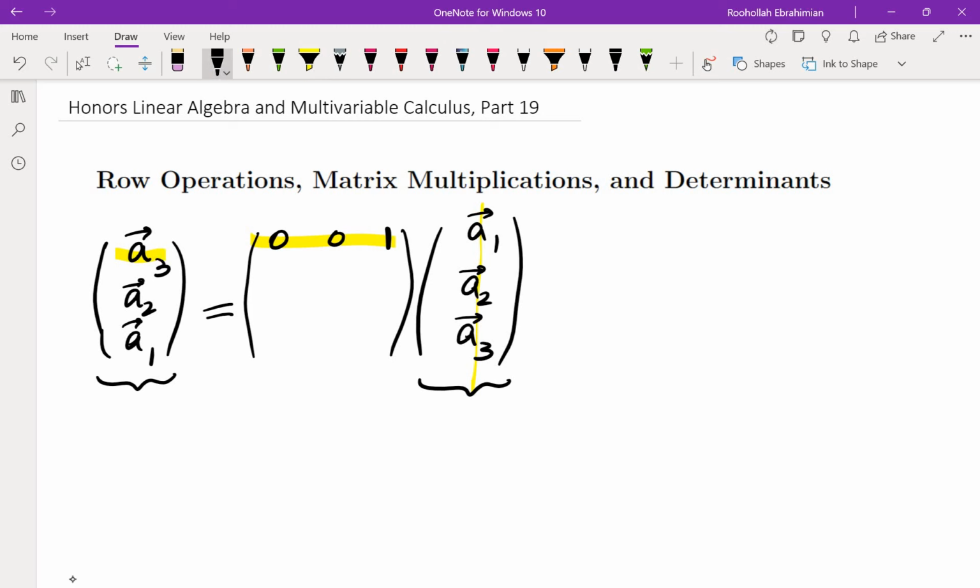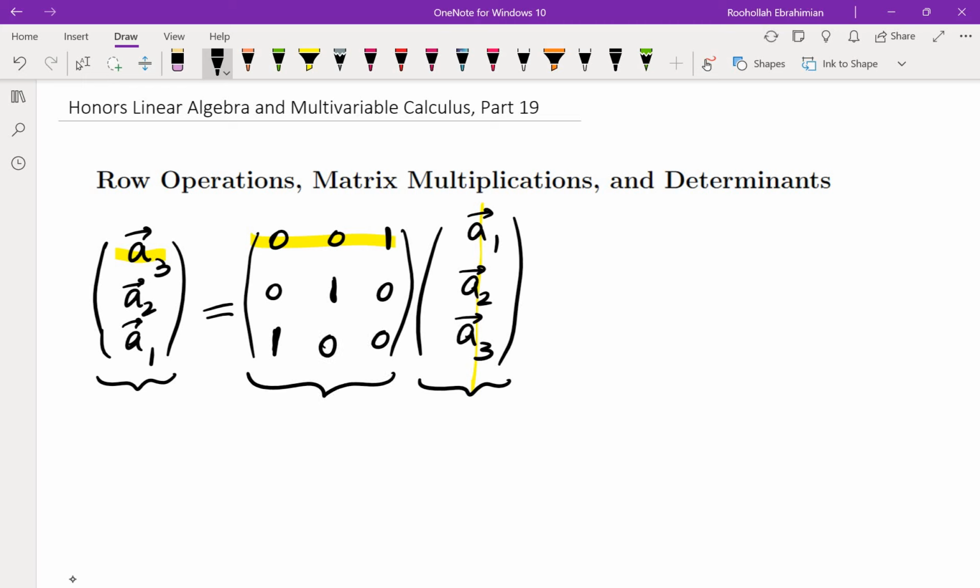I want to not change the second row, so I'll have to multiply the first row by 0, the second row by 1, and the third row by 0. And finally, I want to bring the first row to the last row, so I will have to multiply the first row by 1 and then 0, 0.